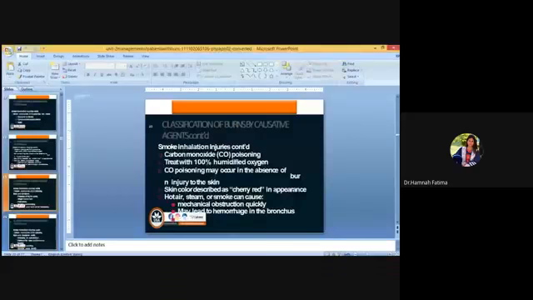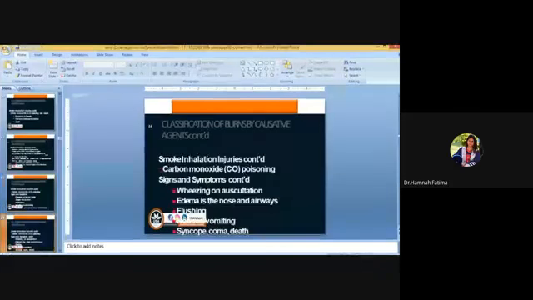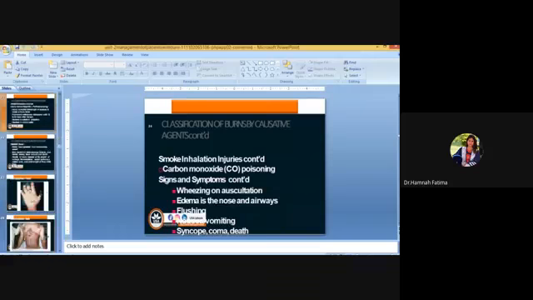Now, what happens? How does burn injury cause renal disorder? Because in case of burns, myoglobin is released from the muscles, which causes renal injury.